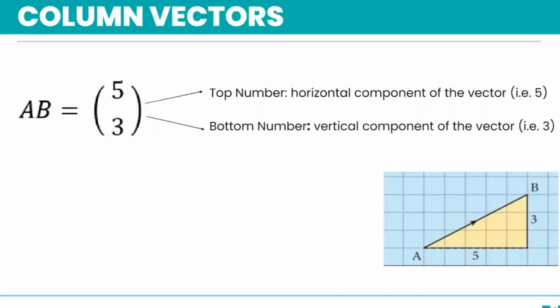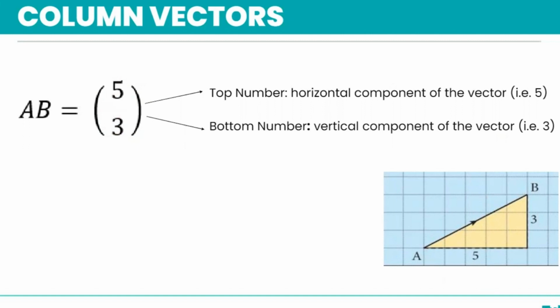In addition to vectors being shown as arrows, we can also show vectors as column vectors. So we can represent them using a number at the top and a number at the bottom, and these numbers would be enclosed by brackets. So if I look at this, this is my vector that's taking me from point A to point B, and this is going to have a horizontal component as well as a vertical component. The number at the top represents the horizontal component, while the number at the bottom represents the vertical component. So in this case, my vector AB has the value 5 for my horizontal component and the value 3 for my vertical component.